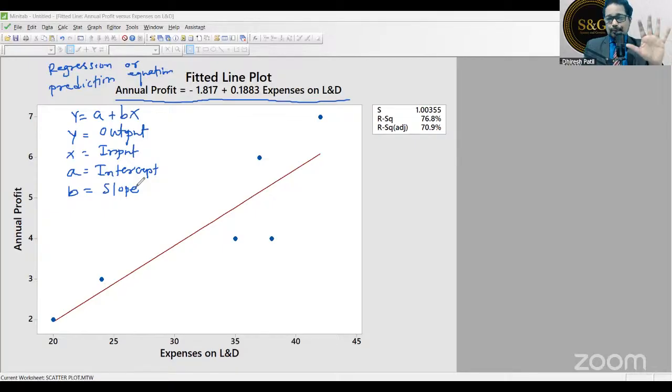Now, Y is output, X is input, everybody understand. Let's talk about intercept. What is intercept? Just try to understand this. This is called the line of best fit, the red line. If I extend this line here, just on the bottom side, at this point, it will intersect the y-axis. The point at which the line of best fit intersects the y-axis is called the intercept. So here you can see y is equal to, this is y, annualized profit is my y. This is my A, this is my B and this is my X, which is expenses in L&D. So A, if you see, minus 1.817, this is called the intercept.